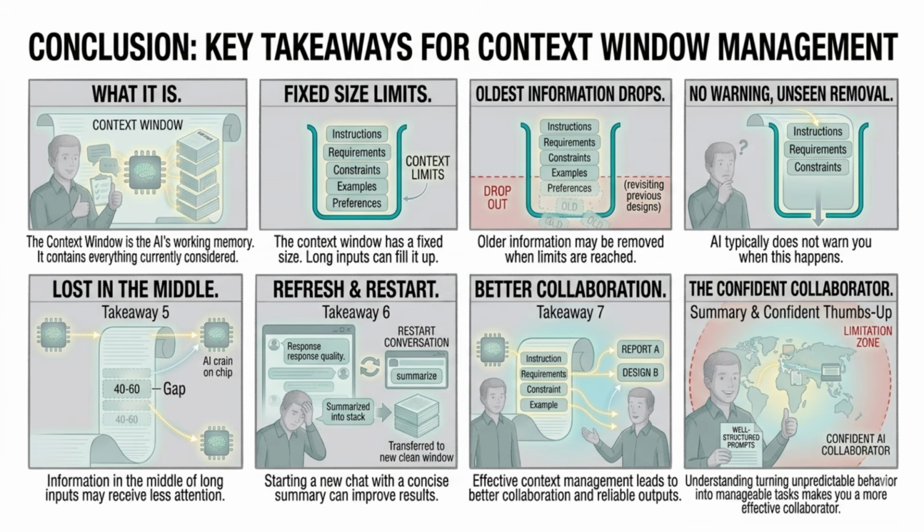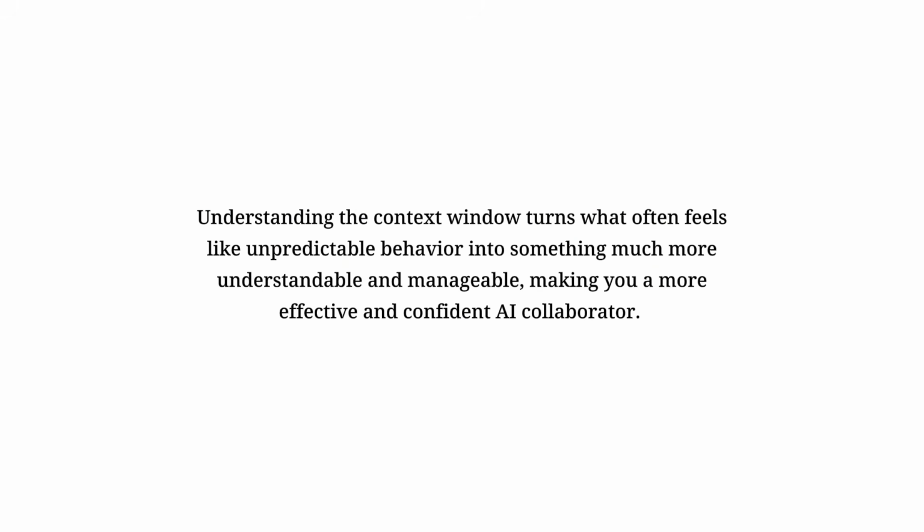Information in the middle of long inputs may receive less attention. Starting a new chat with a concise summary can often improve results. Effective context management leads to better collaboration and more reliable outputs. Remember, AI can only work with the information it currently has available. The better you understand its working memory, the better you'll be able to structure tasks, manage long conversations, and consistently achieve high-quality results. Understanding the context window turns what often feels like unpredictable behavior into something much more understandable and manageable, making you a more effective and confident AI collaborator.